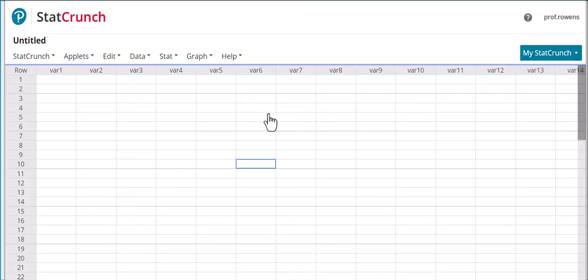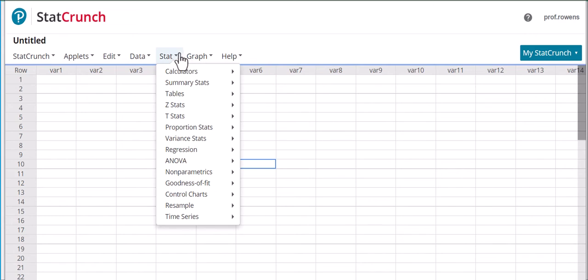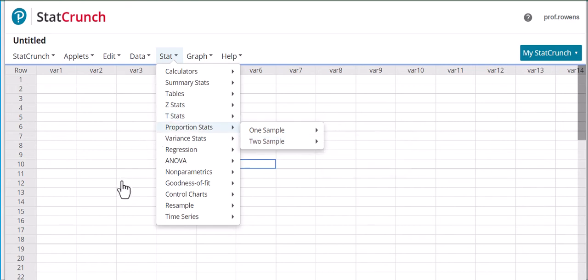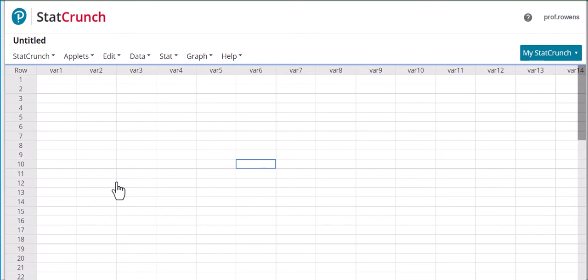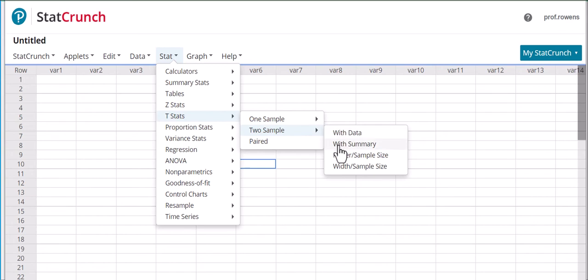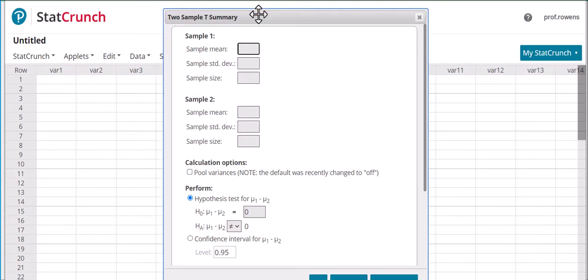When you open up StatCrunch, we're here. Looking at our instructions, if you have another window, or if you wrote them down or took a screenshot, we're going to go to Stat, go to T Stats, and then Two Sample with Summary. If you had data that you pull up, like some homework problems, you may have that little icon that says click for the data, and then you can copy the data and put it in StatCrunch, and then you have your data here. Then you would do a t-stat with data. So let's go back to T Stats, Two Sample with Summary, because we don't have data populated in our table. So with summary, and then we're going to enter our information.